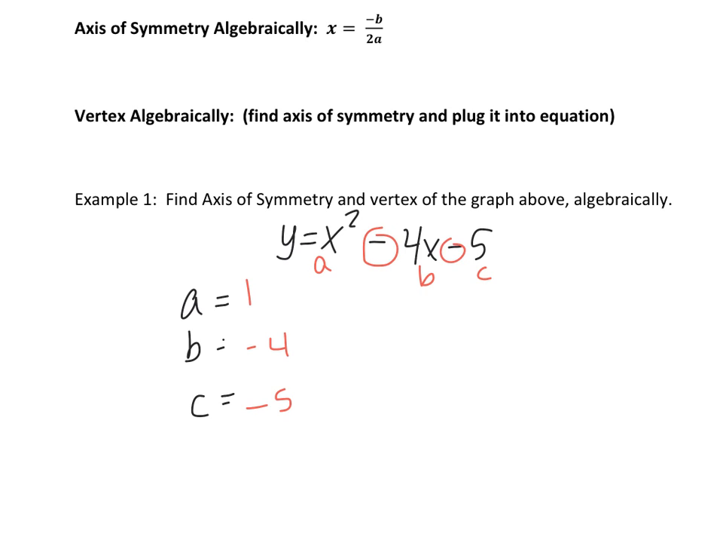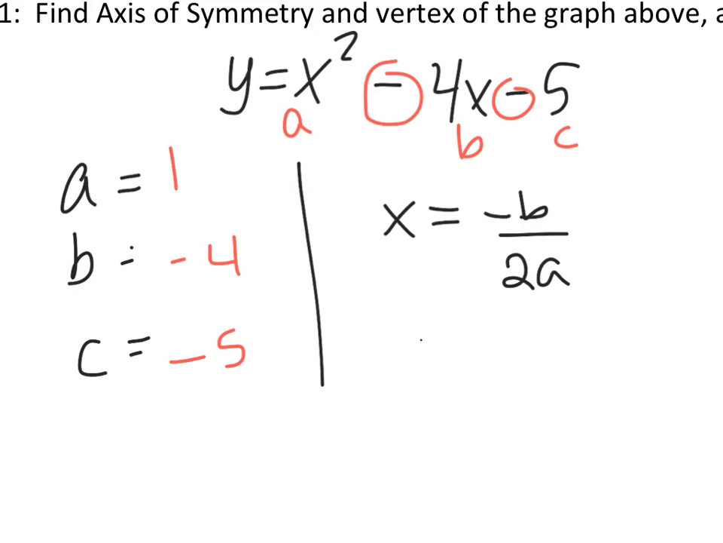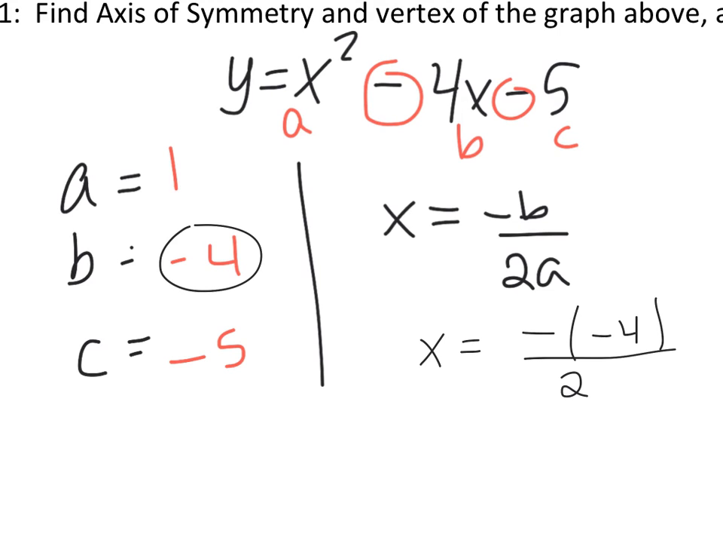You need to make sure you're cautious of your signs. Our next step is to rewrite our axis of symmetry formula, which is x equals negative b over 2a. So we now look at our values. We substitute. We get x equals negative. And I'm going to encourage you to practice safe math and to always use parentheses when substituting. So when I plug in my negative 4, I put in a negative 4 for b. And then I do my 2, and then I substitute my a.